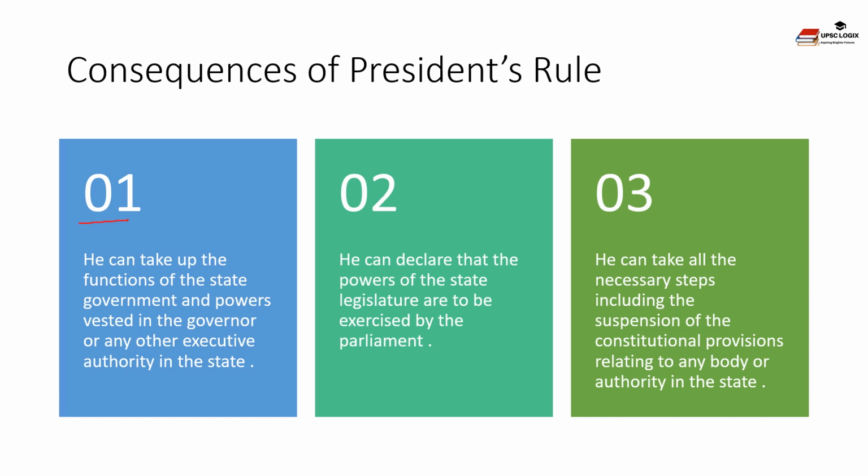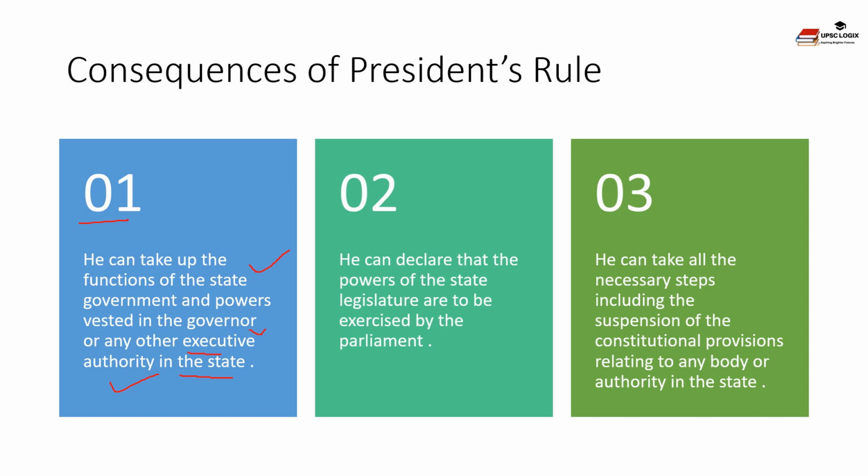So number one is he can take up the functions of the state government and the powers vested in the governor or any other executive authority in the state. So the president becomes all powerful and he can take up the functions of the state government, the functions of the governor or any of the executive authorities in the state.